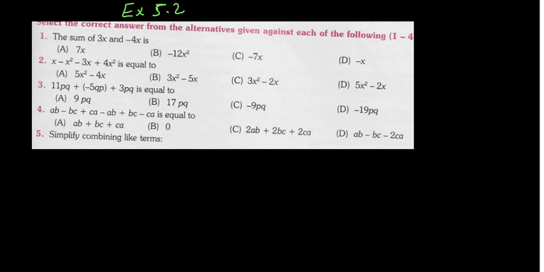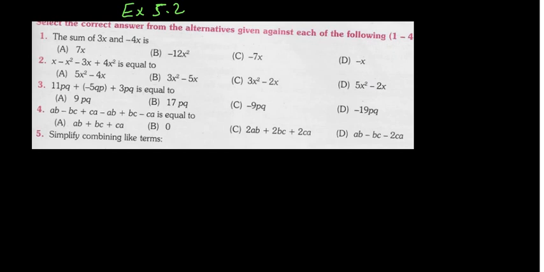Now, first of all, we'll discuss question number 1, 2, 3, 4. We have already discussed question number 5 and 6. We will discuss their problems in our next live class, that will be tomorrow. So we will quickly discuss question number 1, 2, 3, 4.